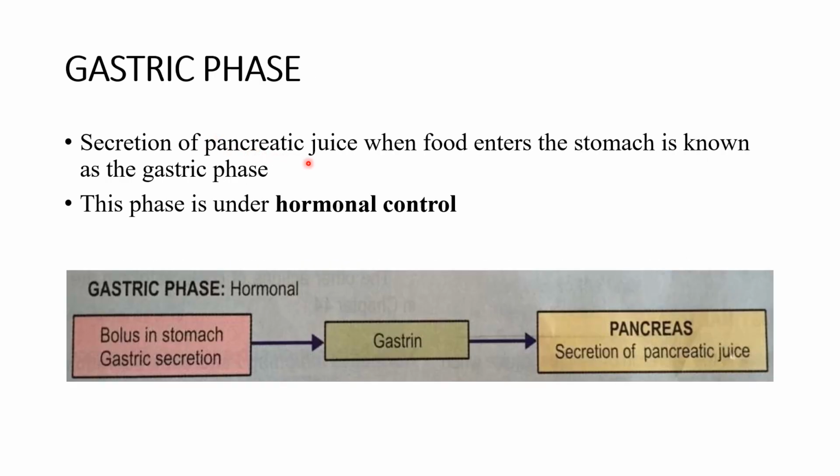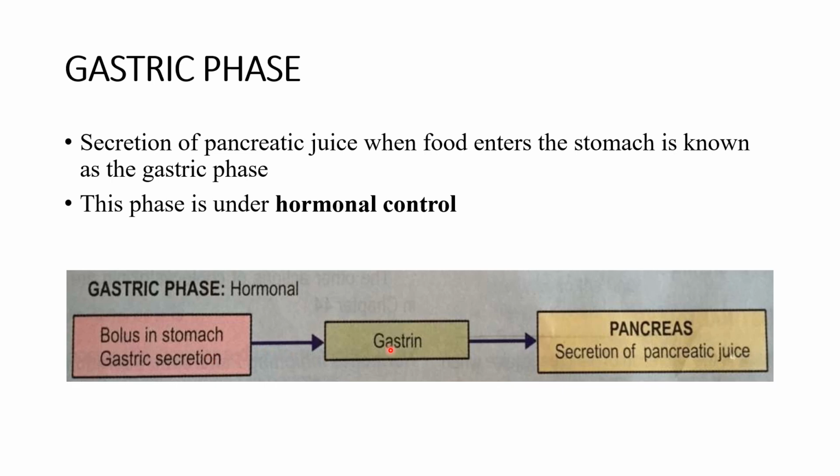In the gastric phase, secretion of the pancreatic juice when food enters the stomach is known as the gastric phase. This is under hormonal control, and along with it a little neural control is also there. The presence of food in the stomach, that is the bolus, causes gastric secretion. These are the stimulants for the secretion of pancreatic juice.